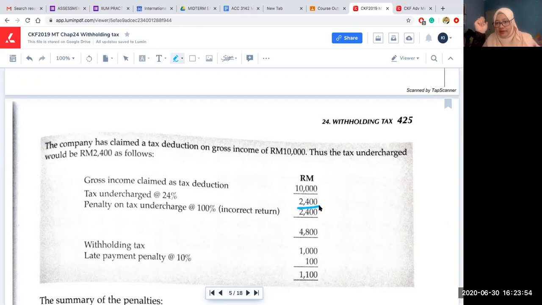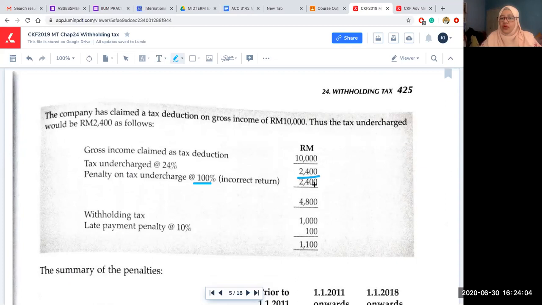And the penalty is 100% of the tax undercharged. How much is the tax undercharged? 2,400. So the penalty is 100%, 2,400. So in total you have 4,800. And remember, you still have the 10% non-compliance penalty. How much is the penalty? 10% of the 1,000, which is 100.